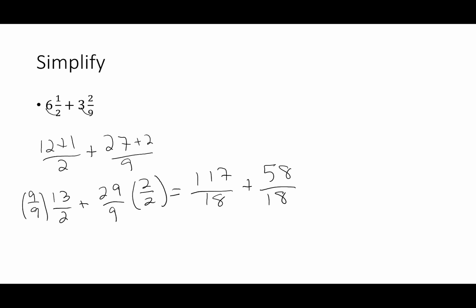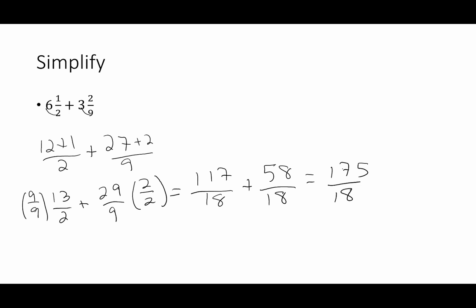So I'm going to add 117 plus 58. This gives me 175 over 18. Now this can't be reduced anymore, but you do have to watch for if Mobius asks you to give this as a mixed number or an improper fraction. If it says improper fraction, you're good right now.